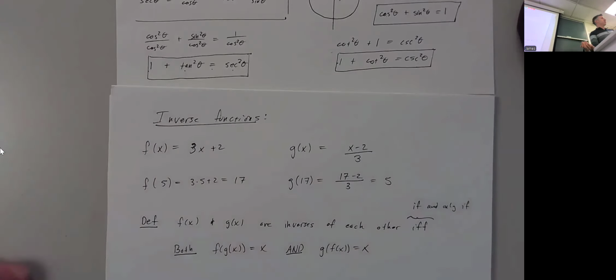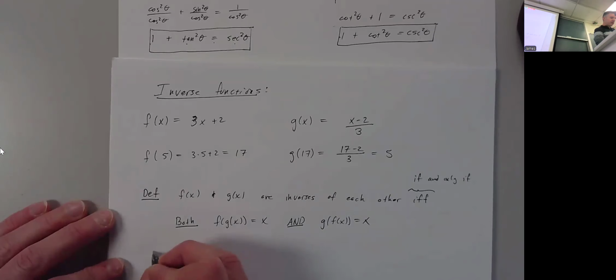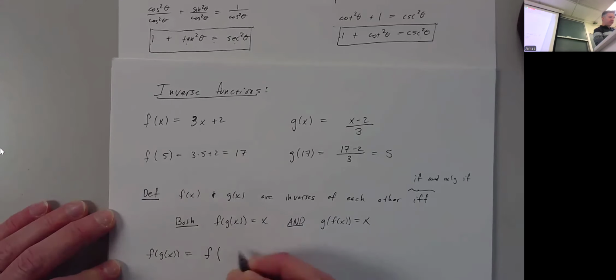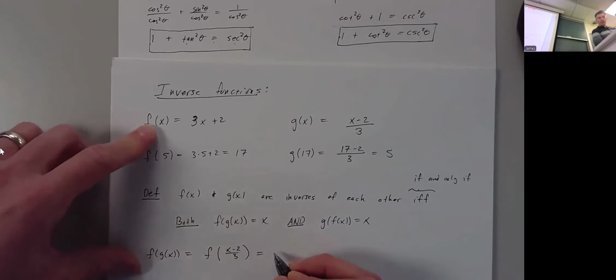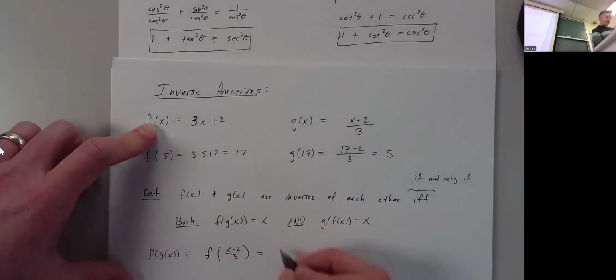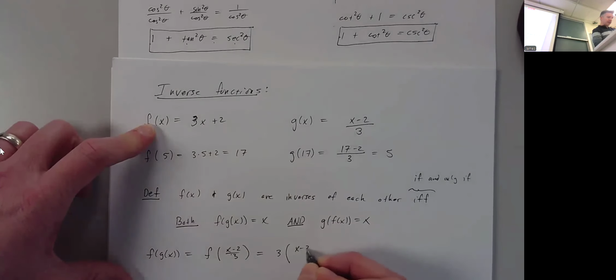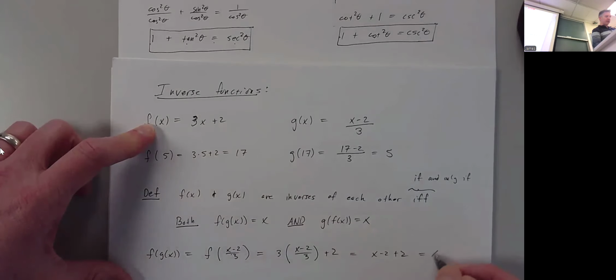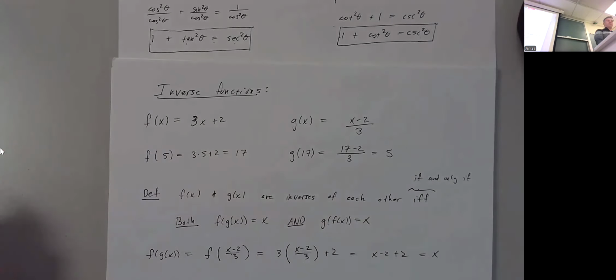In this case, it totally works, right? If we find f of g of x, it's equal to f of x minus 2 over 3, which is then we plug in that to that. So it's 3 times x minus 2 over 3 plus 2. The 3's cancel. You get x minus 2 plus 2. The 2's cancel. You get x. I also say the 2's add to 0. The 3's divide to 1.